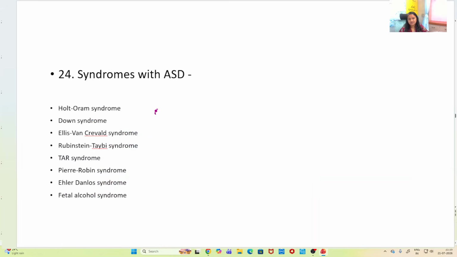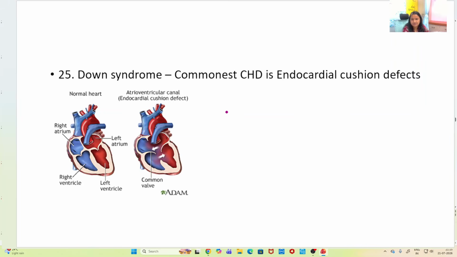Syndromes with ASD, now this you will have to remember only. Okay, Holt-Oram syndrome, Down syndrome, Ellis-van Creveld syndrome, Rubinstein-Taybi syndrome, thrombocytopenia absent radius syndrome, Pierre Robin syndrome, Ehlers-Danlos syndrome, and fetal alcohol syndrome.